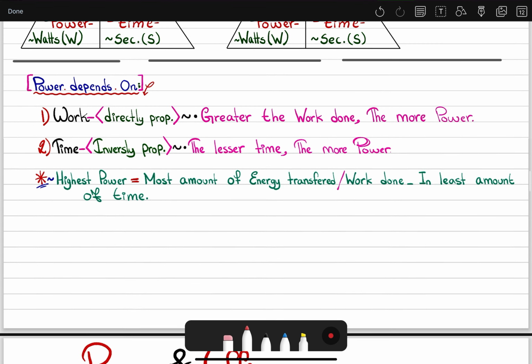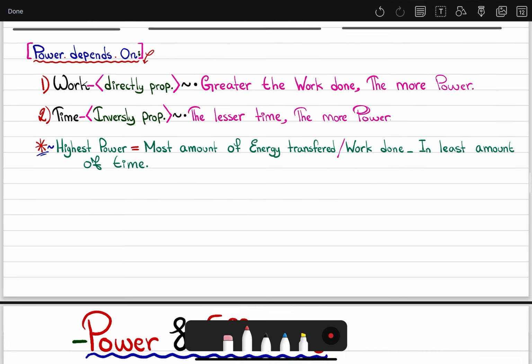Now what does power depend on? Power depends on two main factors: the work and the time. It is directly proportional to the work. If you have more power, it means you're performing more work in a shorter amount of time. So the greater the work, the more power. The time is inversely proportional. The most power is exerted when the most amount of work is done in the least amount of time. This means the rate of power is fast. So the lesser the time, the more the power. Highest power is equal to the most amount of energy transferred or work done in the least amount of time.